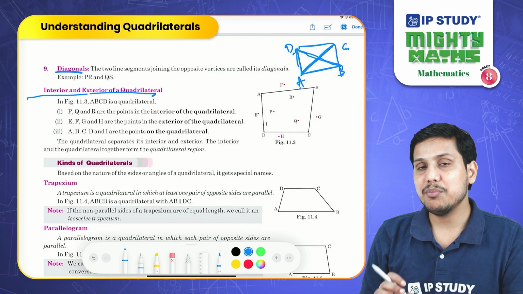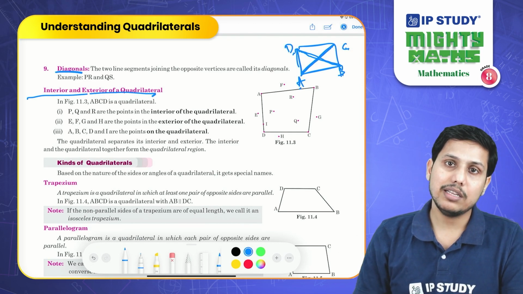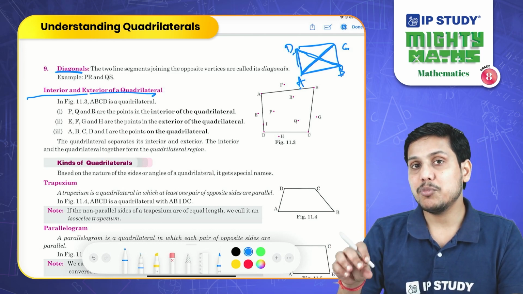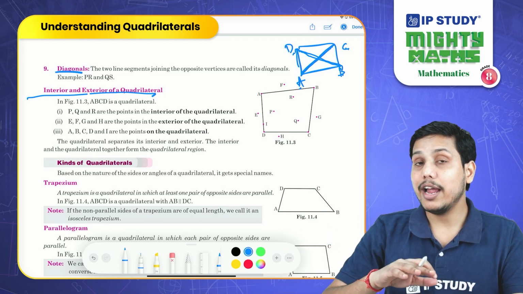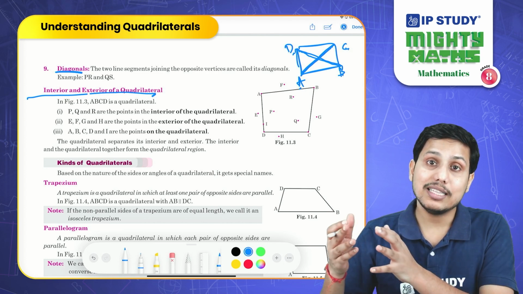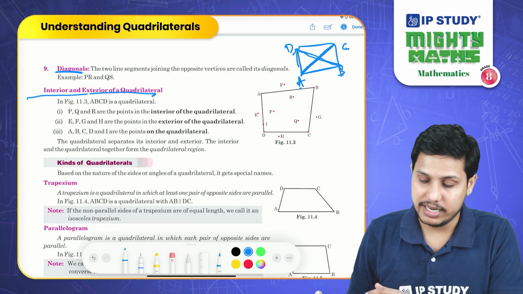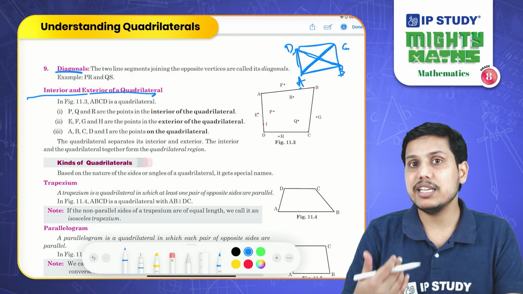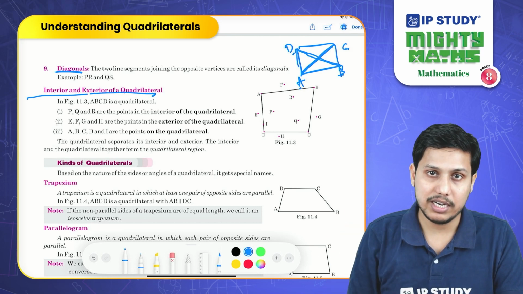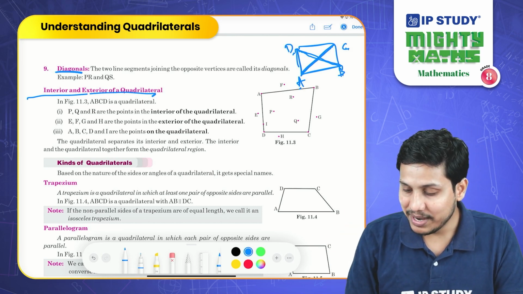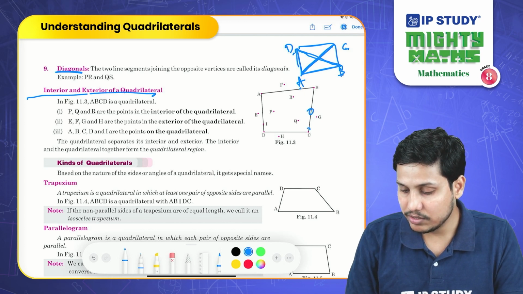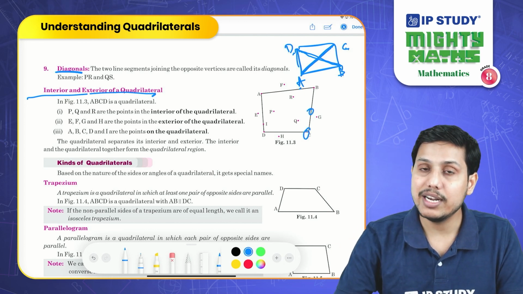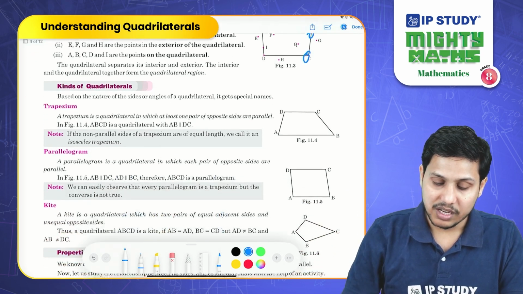Interior and exterior of a quadrilateral. If any point lies inside the quadrilateral, then that point is called an interior point of the quadrilateral, or we say the point lies in the interior of the quadrilateral. If it lies in the outside part of the quadrilateral, then we say the point lies in the exterior part of the quadrilateral. And if the point lies on the quadrilateral, like this or this vertex, these are called points on the quadrilateral itself.